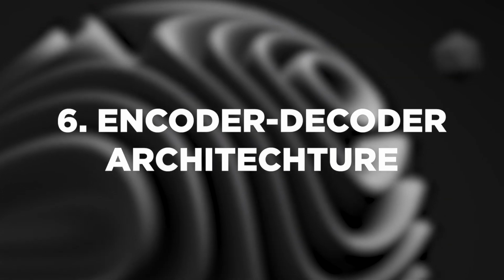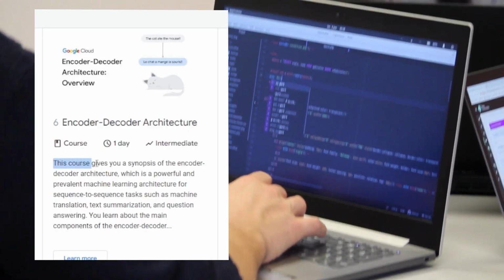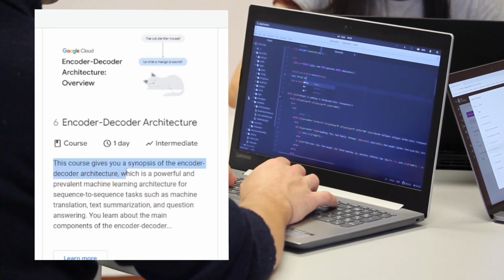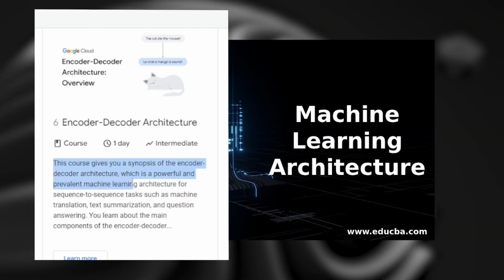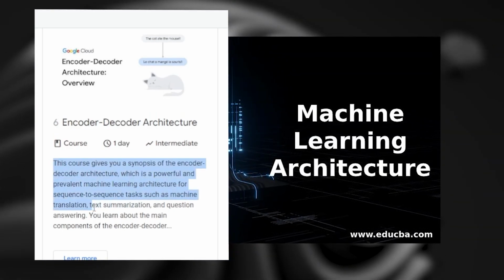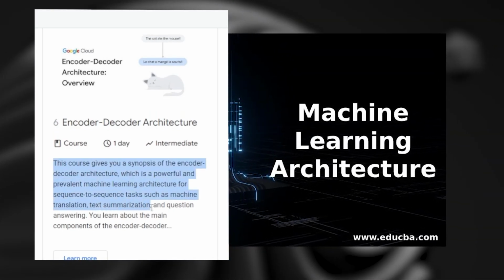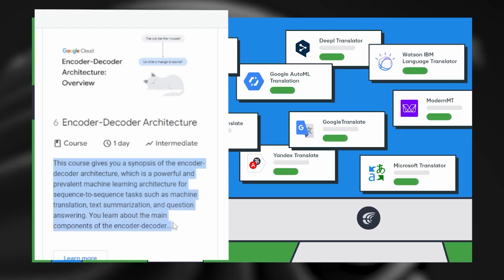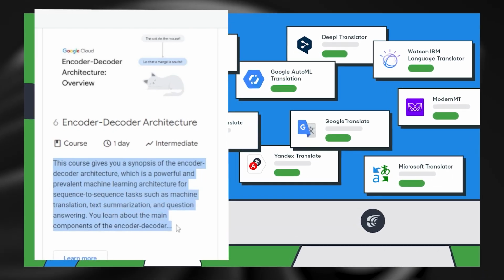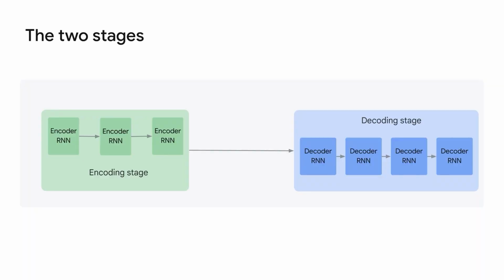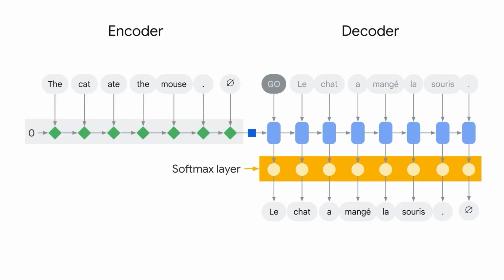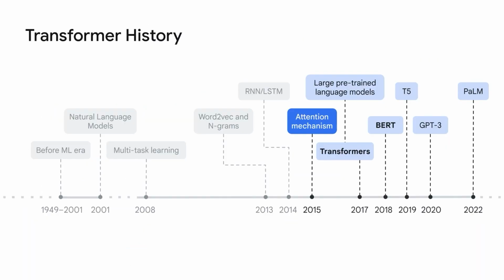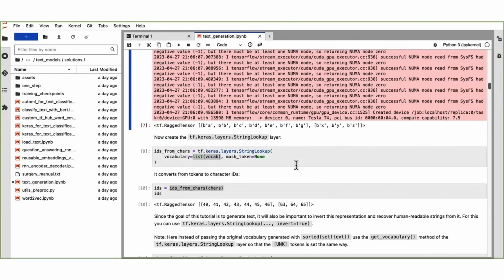Encoder-decoder architecture. This course gives you a synopsis of the encoder-decoder architecture, which is a powerful and prevalent machine learning architecture for sequence-to-sequence tasks, such as machine translation, text summarization, and question answering. Here, you will learn about the main components of the encoder-decoder architecture and how to train and serve these models.